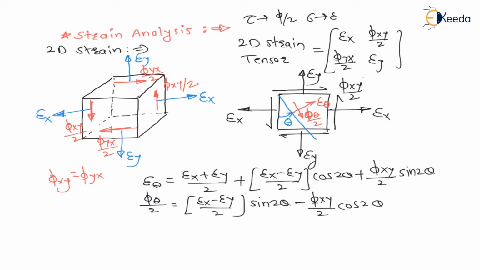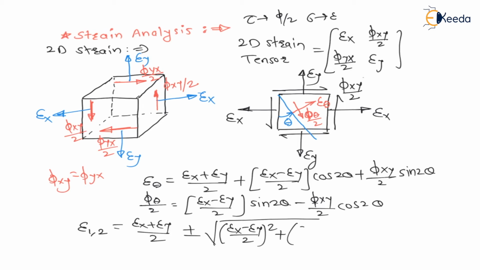And if you want to find principal strains, E1 comma 2 is equal to Ex plus Ey by 2 plus or minus the square root of Ex minus Ey by 2 whole square plus phi xy by 2 whole square. This is how we have to find principal strains.